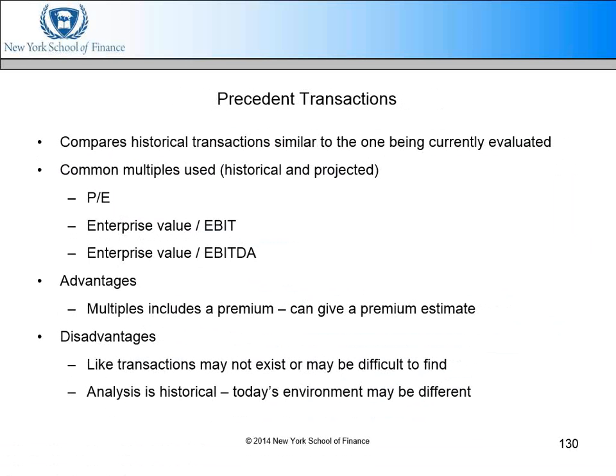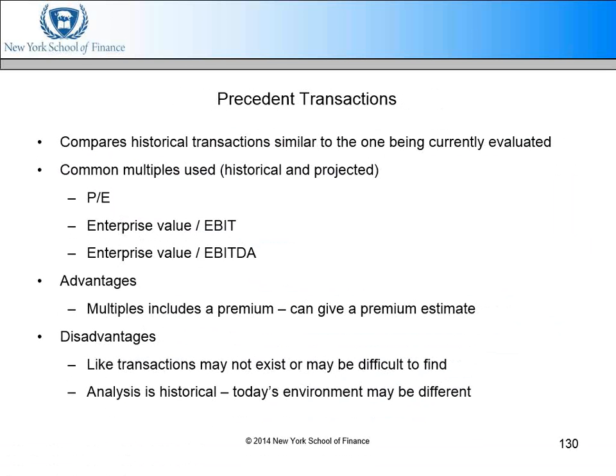It's one big disadvantage. Second is the analysis is historical. So even if you do find transactions, they could be dated, right? They could be from last year, from 2 years ago. So a lot of times the environment might have changed, the market might have changed. It might not give you the best indicator of what an acquisition today might look like, what the value today is.